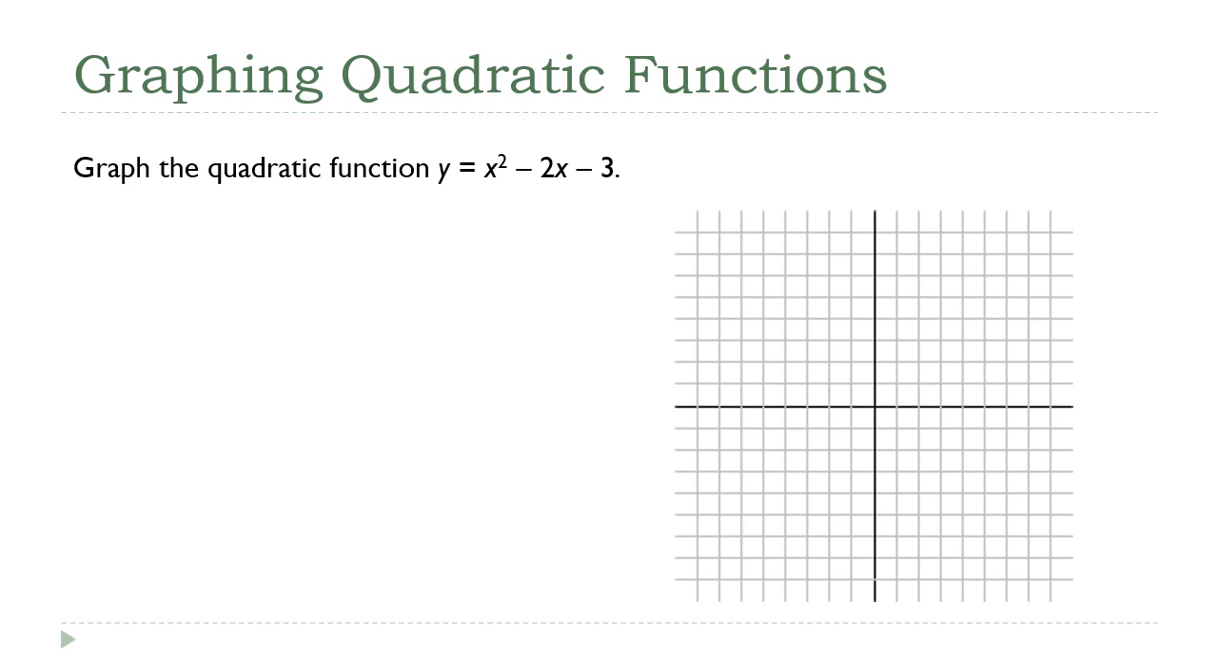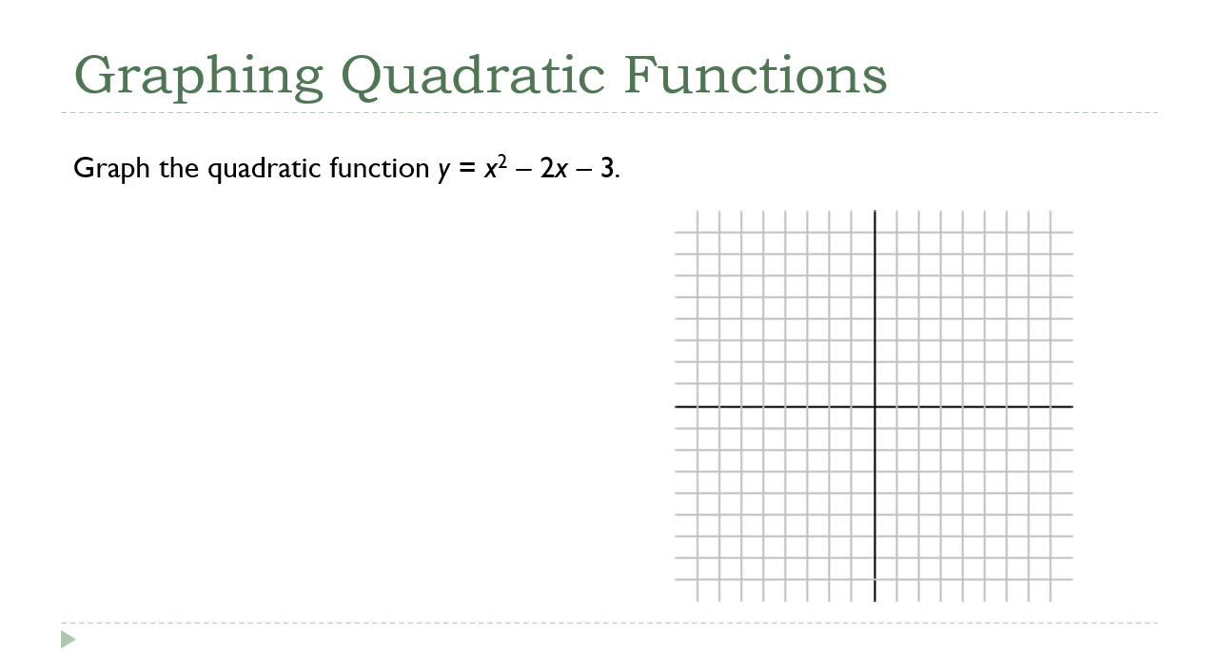Well, the easiest method, from what we know so far, is just brute force. It's pick some points. We know it's going to be U-shaped, right? And we know, because the leading coefficient here is 1, that's positive, we know it's going to open up. So let's see if we can get a couple points on the graph and see where that leads us.